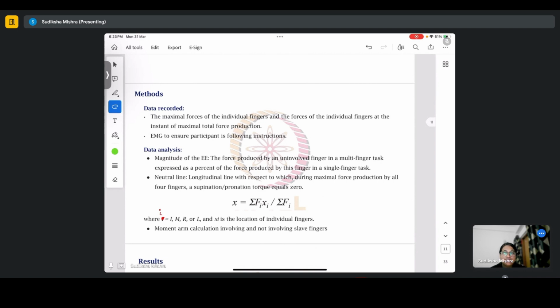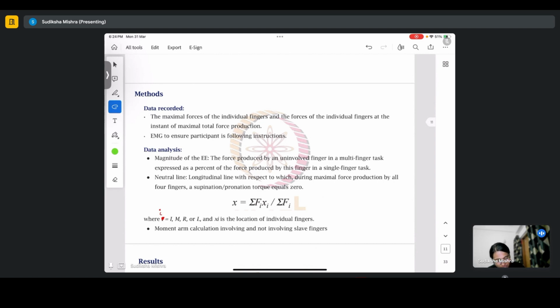There was also EMG to ensure that the participant was following instructions, so as to not control the other fingers. The EMG was done, so the only instructions apart from the different tasks was to ensure that there is no hindrance to the other fingers. The effects that are observed in other fingers are only due to the enslavement effects and not due to some neural input by the participant.